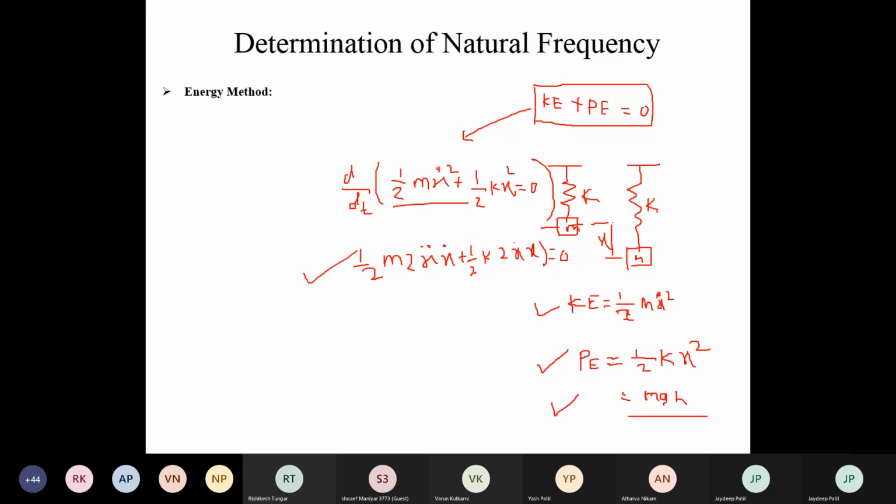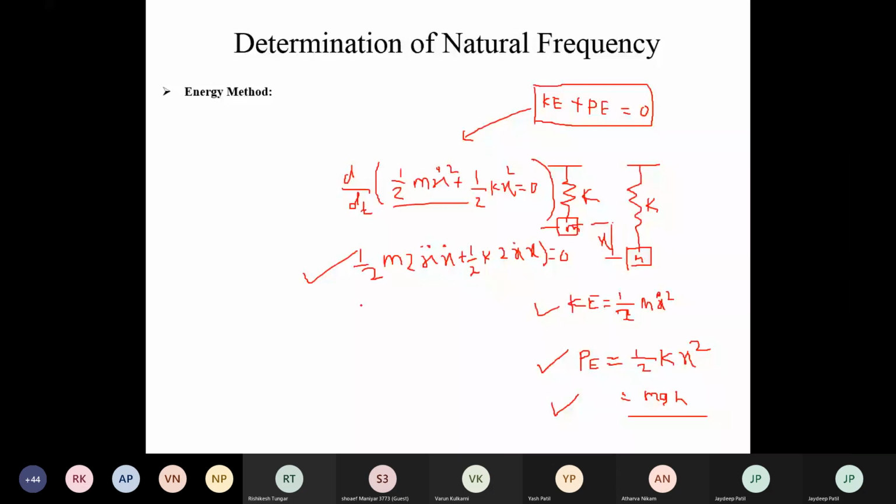x double dot is the acceleration, x dot is the velocity and x is the displacement. Correct? Here there is x dot, and when we differentiate it we get x double dot, meaning the acceleration from velocity. Here differentiating x, the displacement, gives velocity. Right? Now in this equation, which term gets canceled?